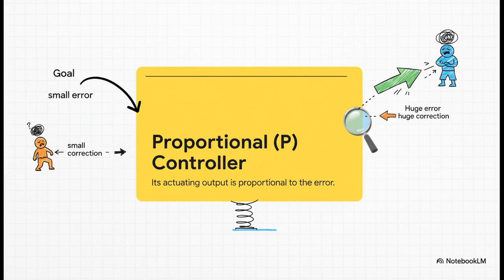First up is the P controller. And this one's the most straightforward personality of the bunch. Its logic is simple. The bigger the error, the bigger its response.